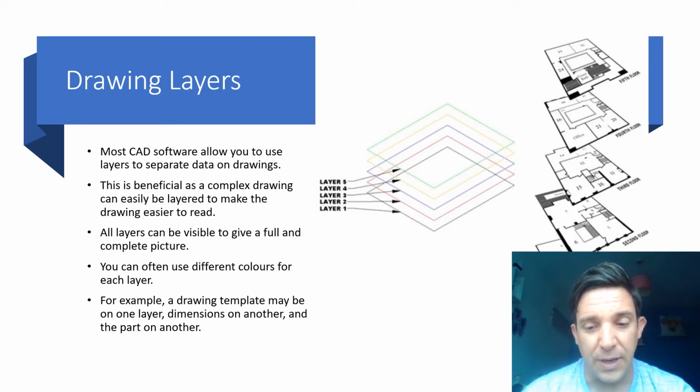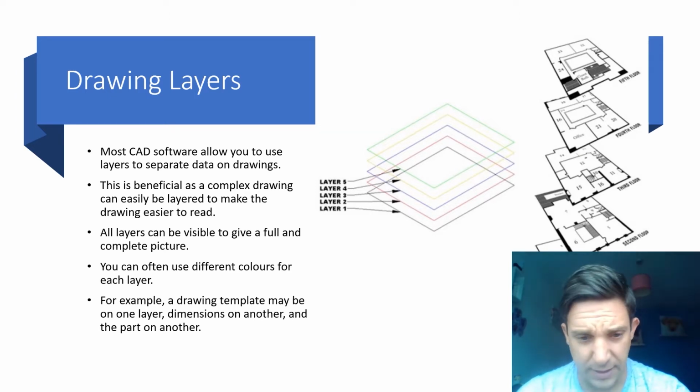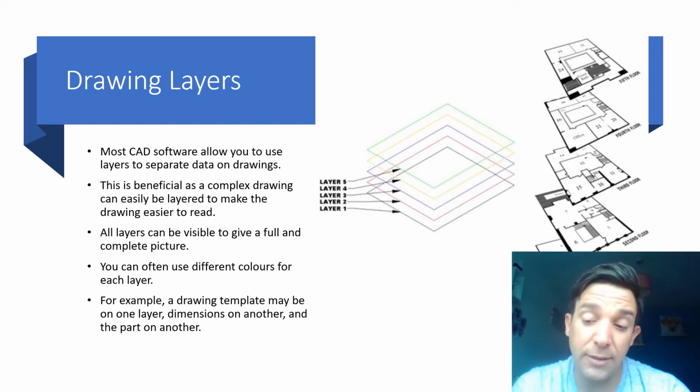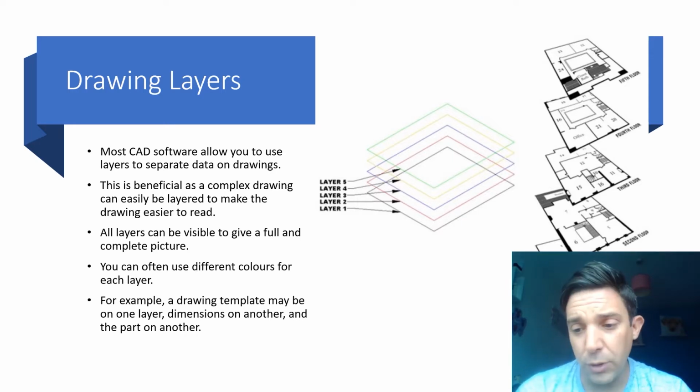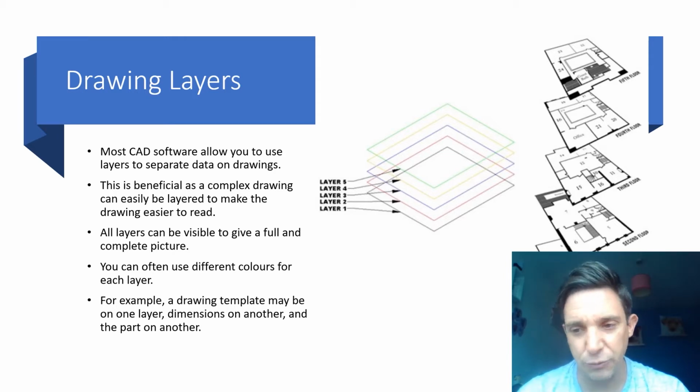Now, the layers can often have different colors, so you can have certain elements in certain colors. You may have dimensions in one color, you may have parts in another color. If it's on a drawing, the drawing template could be different. Now you've all got a bit of experience of this in Solidworks, and on the next slide in this presentation you'll see where I go through the building of a part in Solidworks and I add it to a drawing.